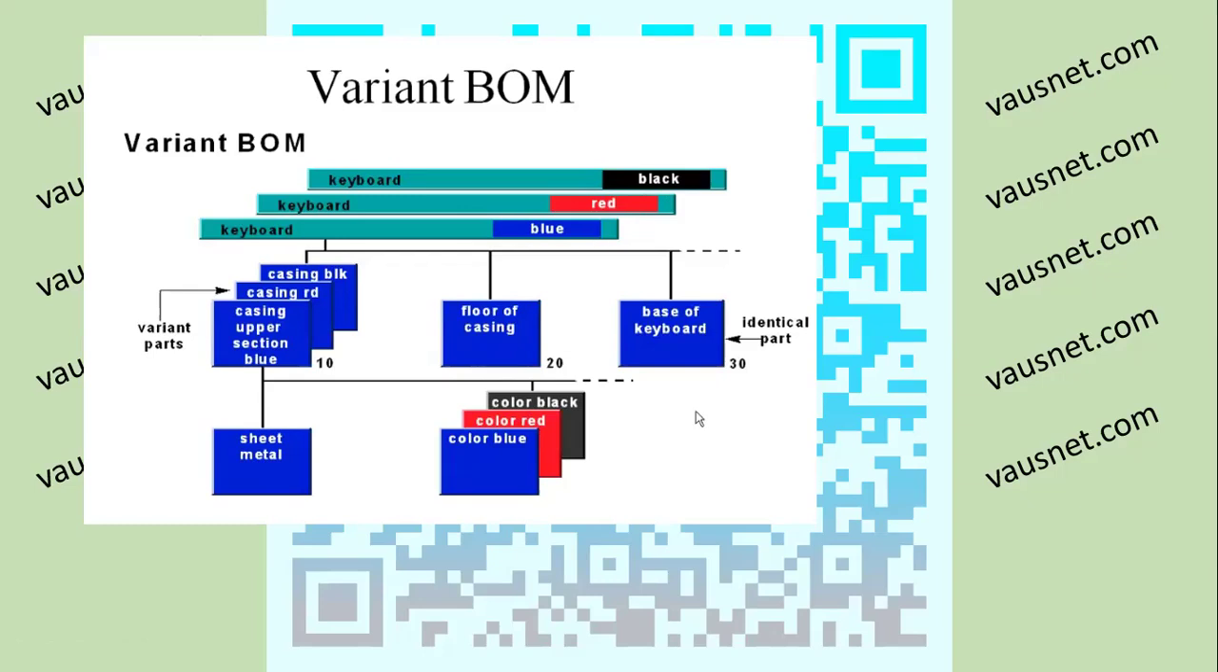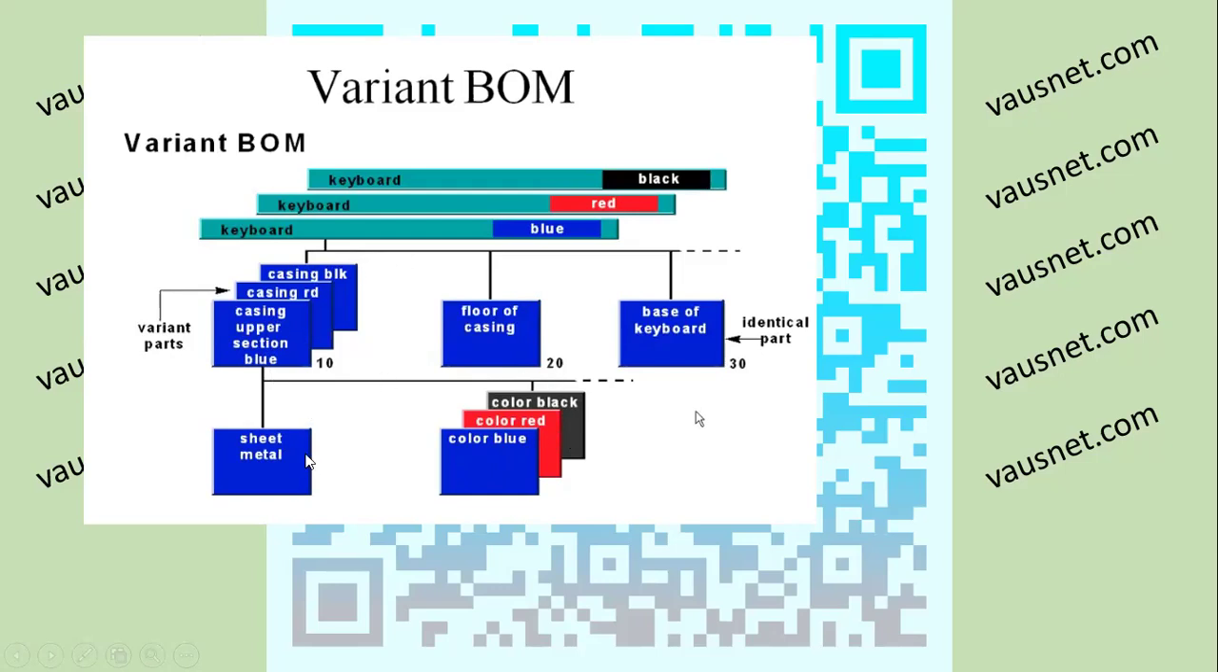keyboards. In these keyboards, what is basically being included is the base of the keyboard, which is a common, identical part. Okay, the sheet metal, which can be a common, identical part. But casing upper section is blue, casing is red, or casing is black. These are different variant parts. And the floor of the casing, this can be identical as well.